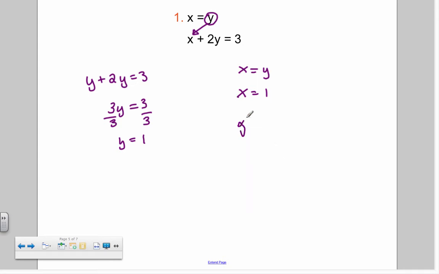Finally, we have to write this as an ordered pair. x comma y, 1 comma 1. So there's our answer for number 1.